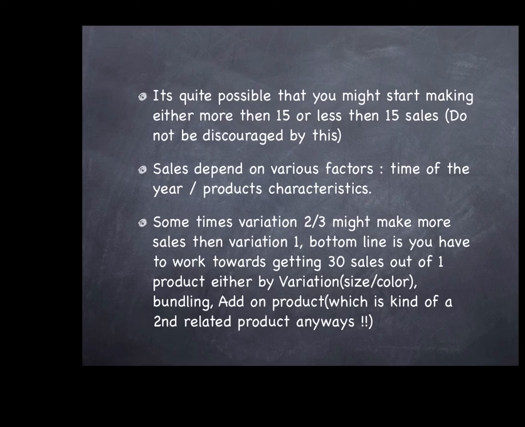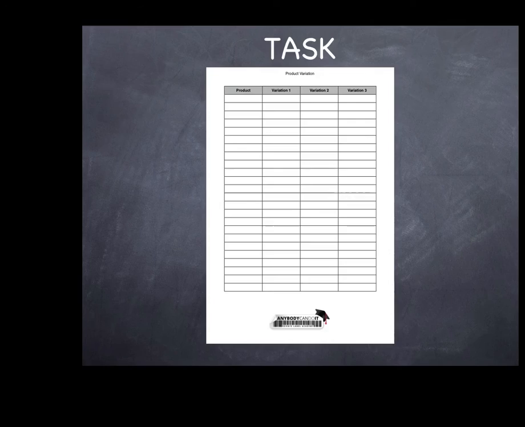And then no one can tell you which ones, unless you release the product, what your actual sales are going to be like, or what customers are going to like about it. So you have to wait and watch. But the initial aim is 15 sales from the first variation, and your target or your mission for your first product is to reach 30 sales with 3 variations.